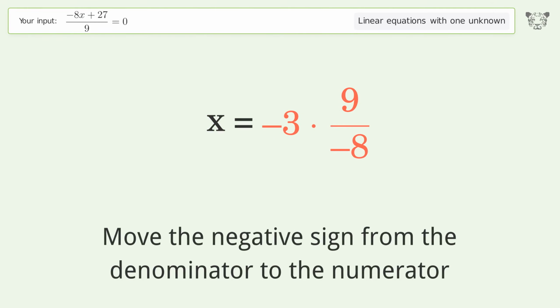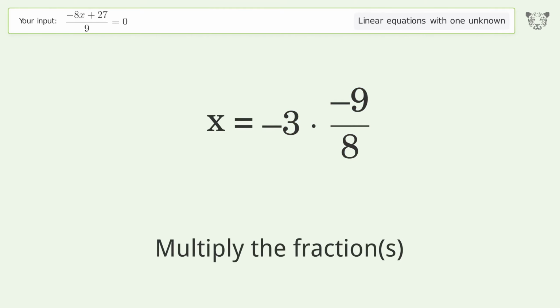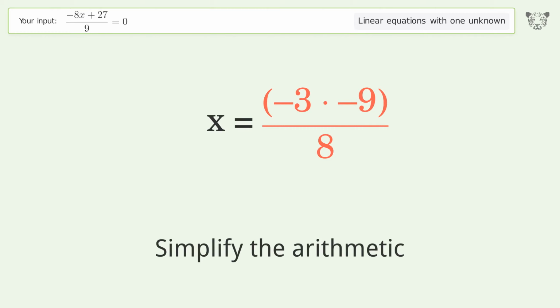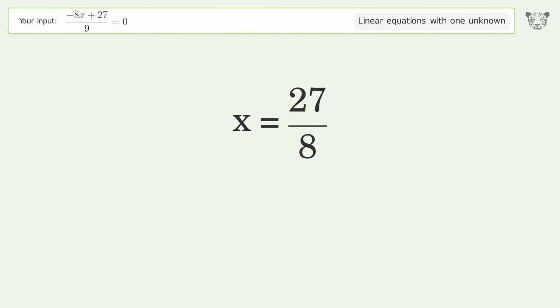Move the negative sign from the denominator to the numerator. Multiply the fractions. Simplify the arithmetic. And so the final result is x equals 27 over 8.